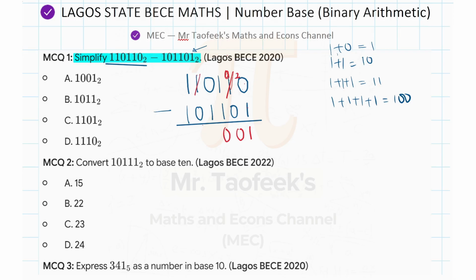You have to come here to borrow this 1. Then we have 0 here. Because we're in base 2, when it gets to this place, it becomes 2. So 2 minus 1, 1, right? 0 minus 0, 0. 1 minus 0, 1. So we can just ignore the last two zeros. So our answer is essentially 1001 base 2. And that is option A.